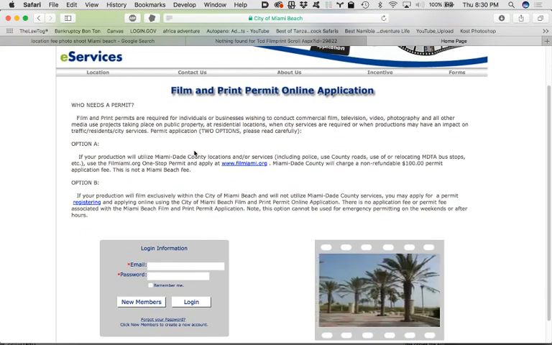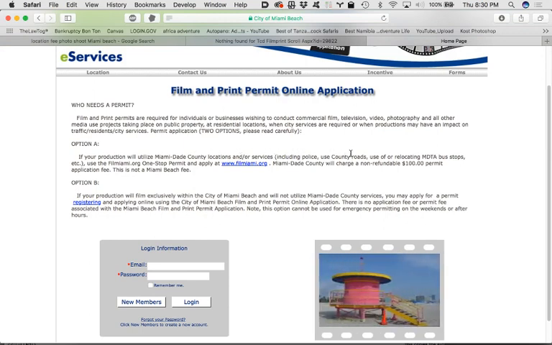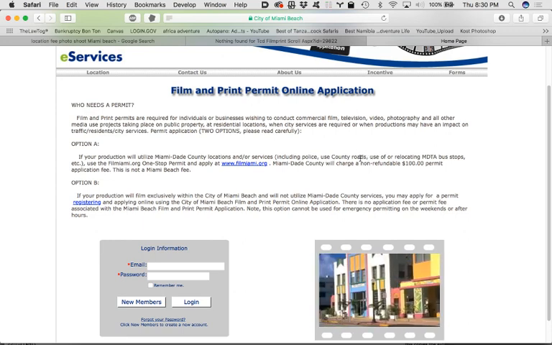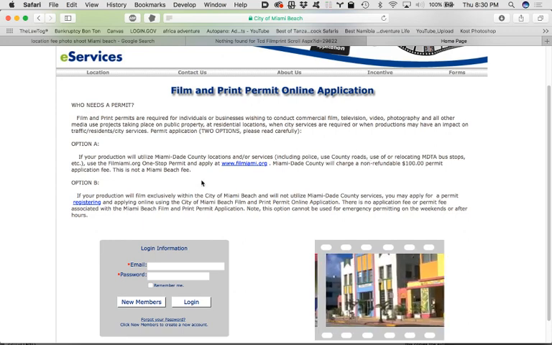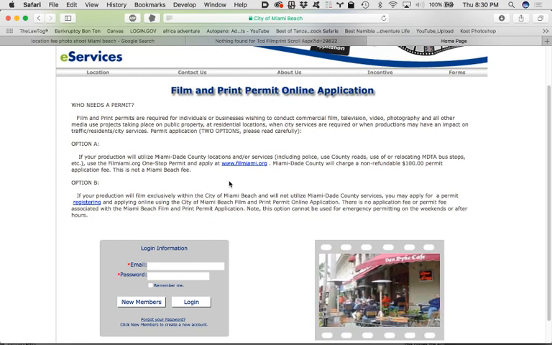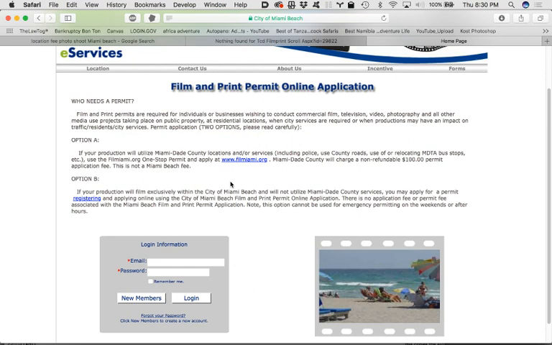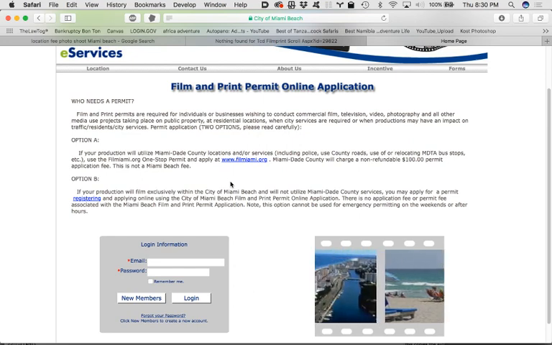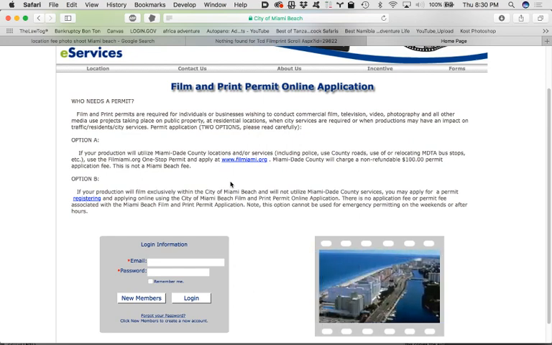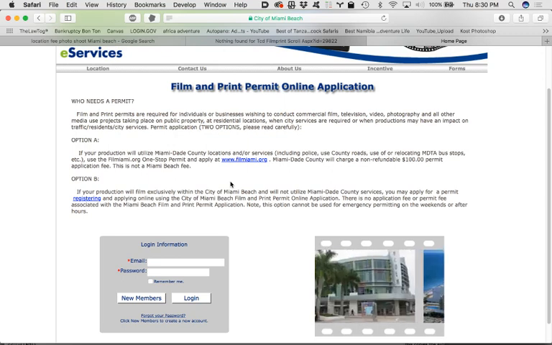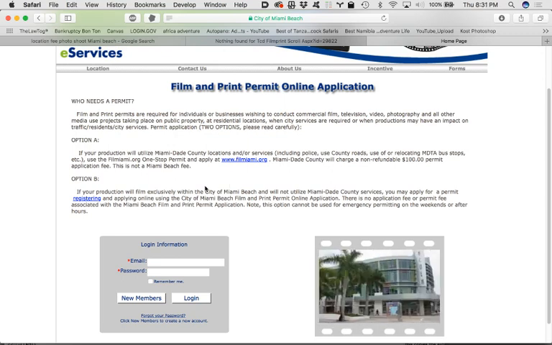If your production utilizes locations in Miami-Dade, are we in Miami-Dade? Do we know for a beach? I don't know. We would have to figure that part out. Miami-Dade will charge a non-refundable $100 permit application fee. Did you miss that? But that's still $100.